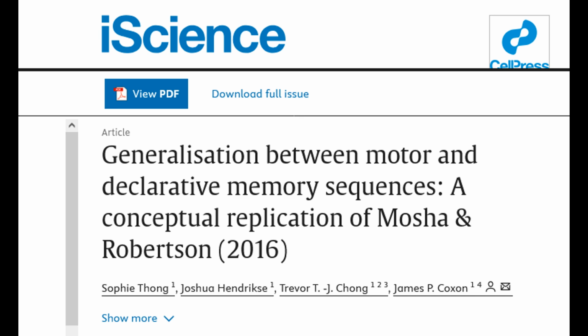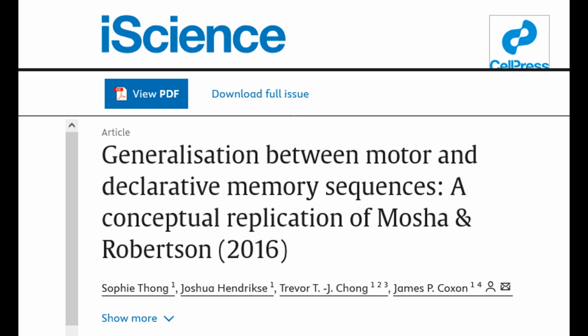Explanation of the research study: generalization between motor and declarative memory sequences. Overview and background. This scientific paper reports on a conceptual replication study investigating whether motor and declarative memory systems can share information across domains. The research was conducted by Sophie Thong and colleagues at Monash University in Australia and published in iScience in August 2026.